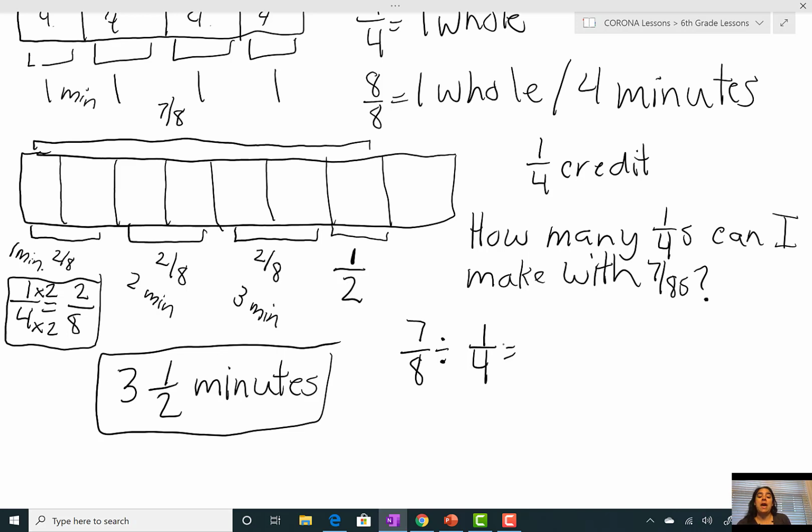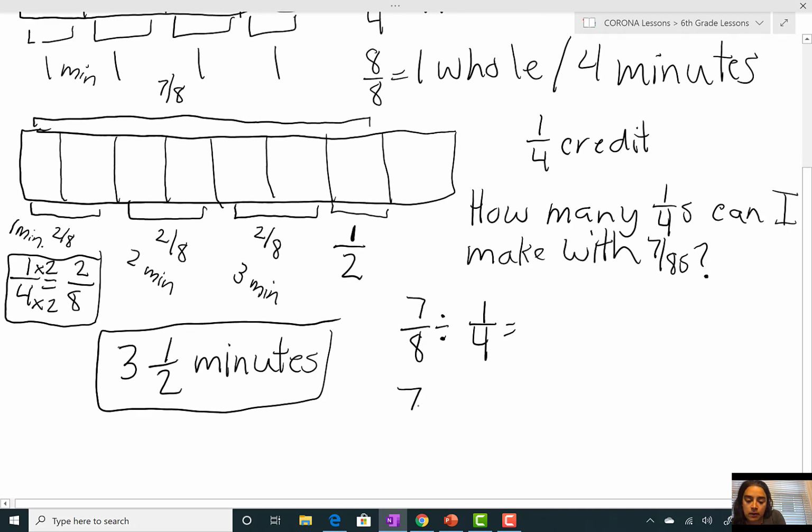So now, if you remember the algorithm, we can solve this. I keep 7/8 the same. I change the division sign to multiplication. And this second fraction here, I need to flip or take the reciprocal. So the reciprocal of 1/4 is 4/1. And now I'm going to multiply. 7 times 4 is 28. 8 times 1 is 8.